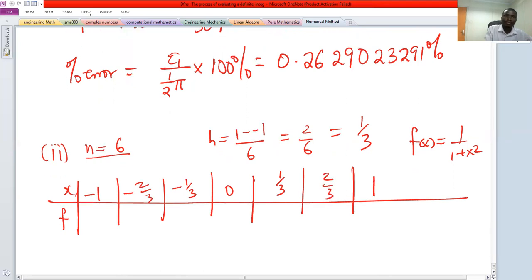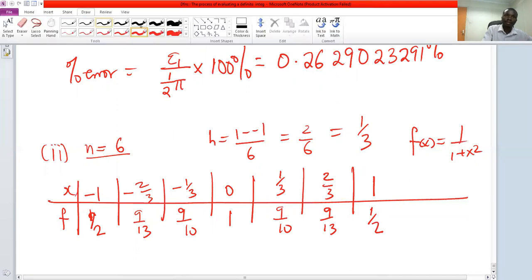And when you input these values of x into the function, this will get a half. This will be 9 over 13. This will be 9 over 10. This is 1. This 9 over 10. This is 9 over 13. This is a half. Please confirm those values.